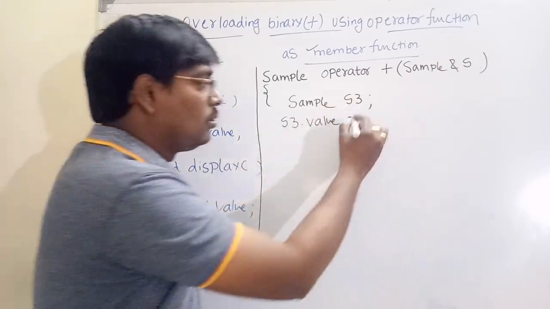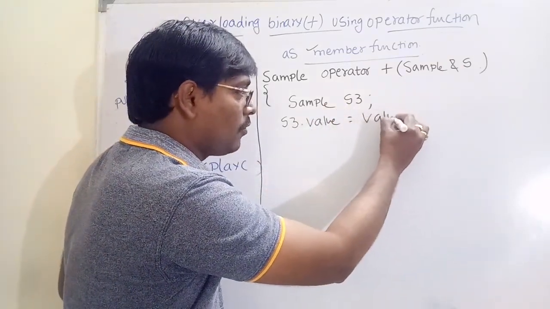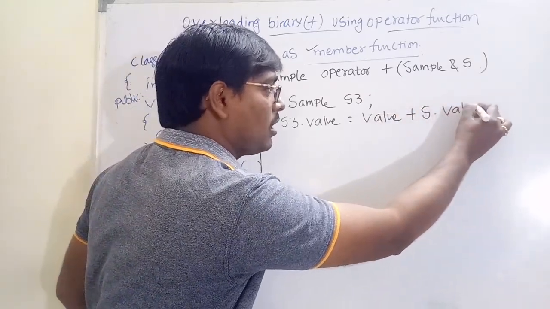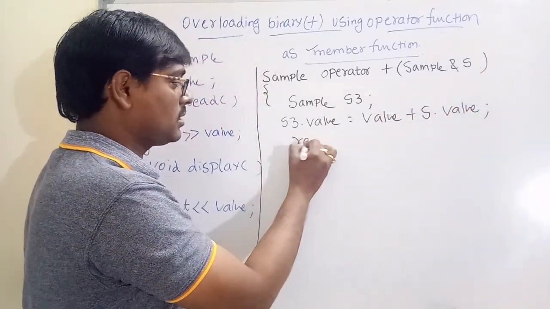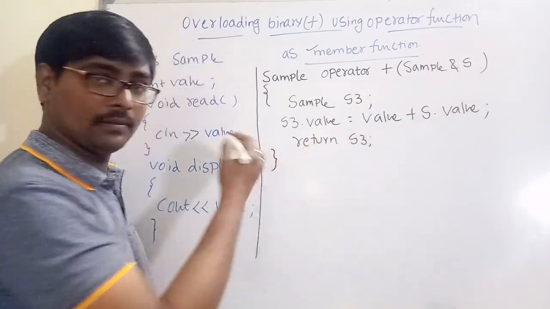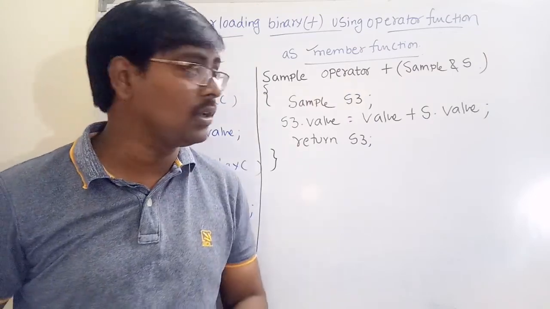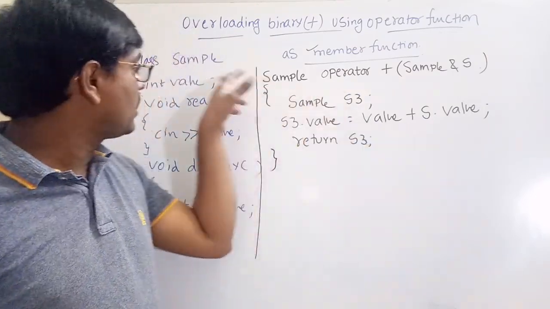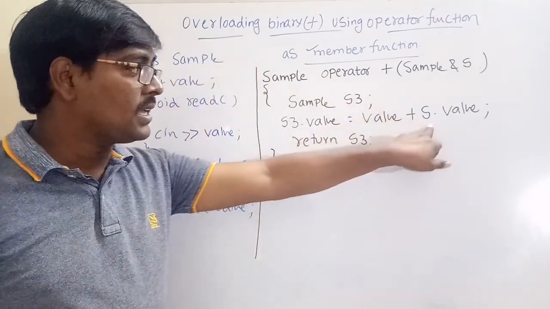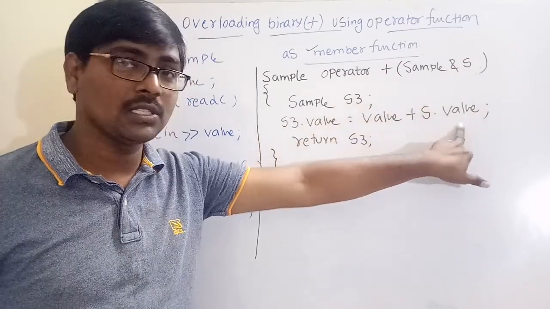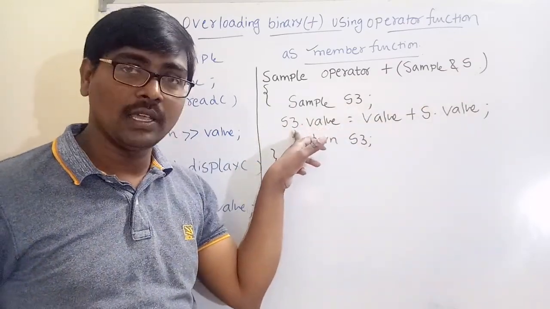S3 dot value is equal to value plus S dot value. This is the answer. We have to return S3. You got it? Observe carefully. This value is automatically this value, and S dot value I am passing this S. This value is this one, and the result is stored here.